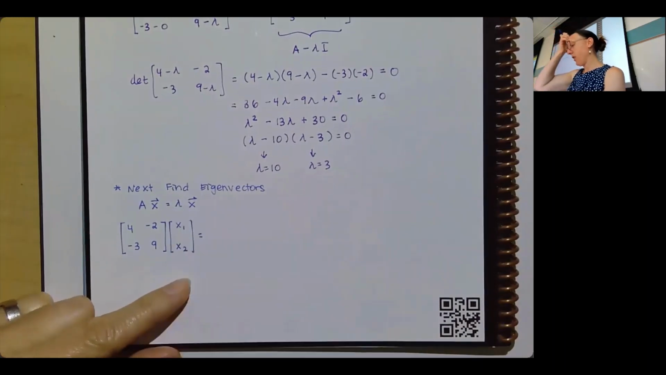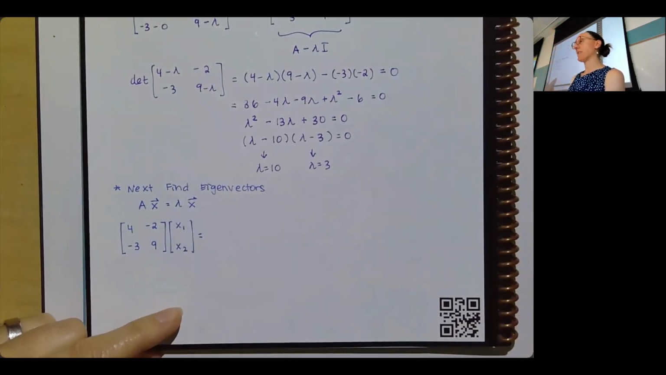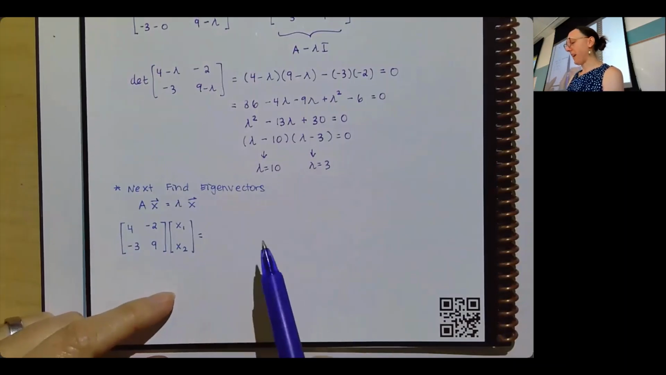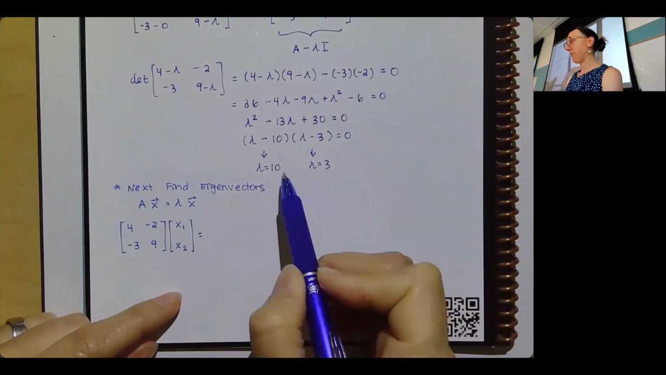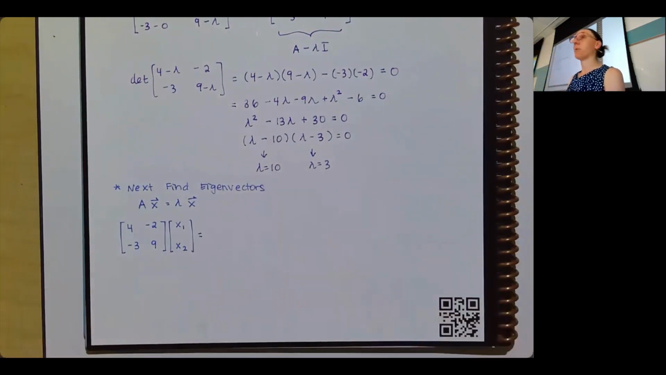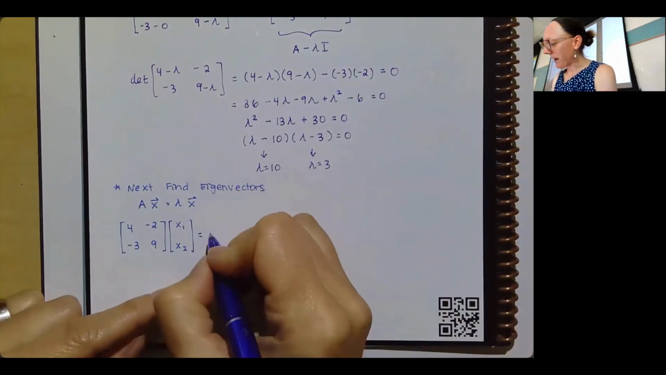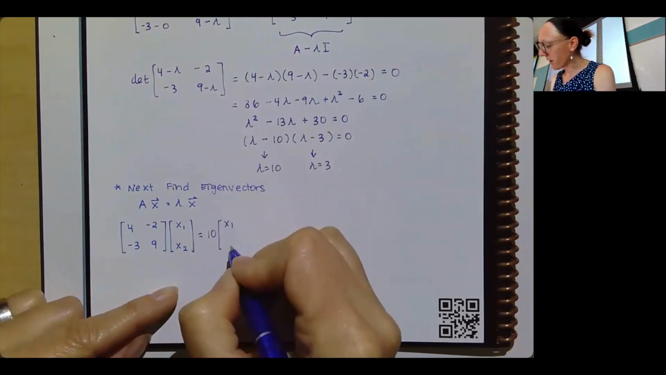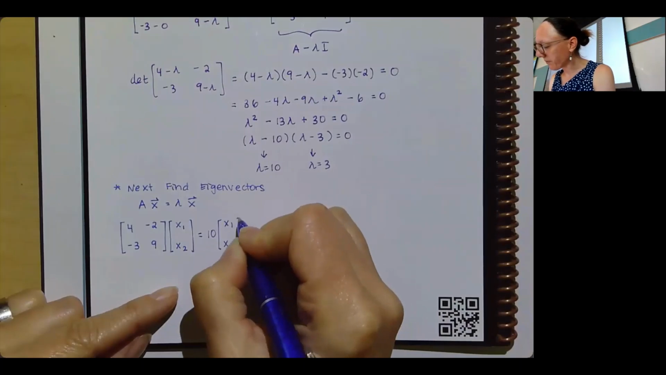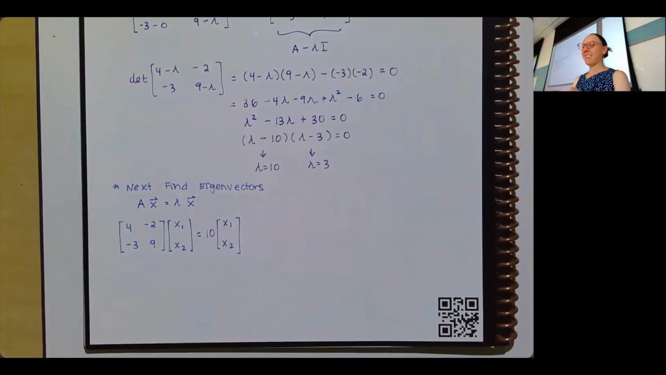My lambda, we're going to end up doing this twice because there's an eigenvector that goes with 10 and there's an eigenvector that goes with 3. So I'm going to do 10 first, only because it's the number on the left. So I'm going to have 10 times x1, x2. This is secretly just 2 equations with 2 unknowns.